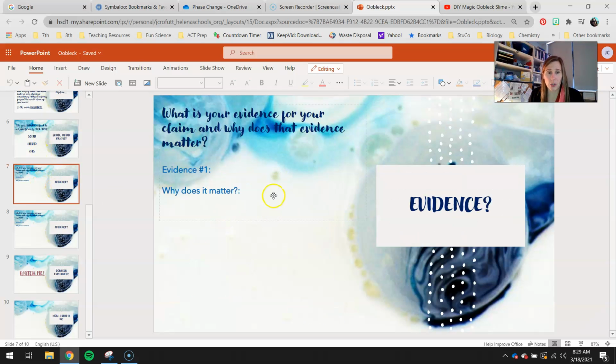You will do evidence number 1. Tell me why that matters. These should be in complete sentences. Then you will do the same thing and give me a second piece of evidence supporting whether you chose solid, liquid, or gas. Again, what did you observe? What was that qualitative data from the lab? And then why does that matter? Think of what we know about solids and relate some of that information to that. And again, complete sentences there.